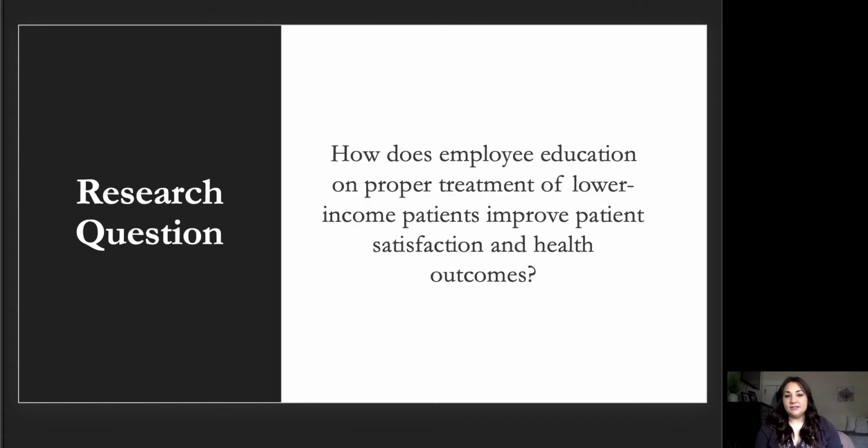To begin, my research question is, how does employee education on proper treatment of lower income patients improve patient satisfaction and health outcomes? I chose this research question because I'm a health management major, and through review and looking into other studies, I think that lower income populations are severely underrepresented. So I wanted to see how we could possibly improve their experience and their outcomes in the future.